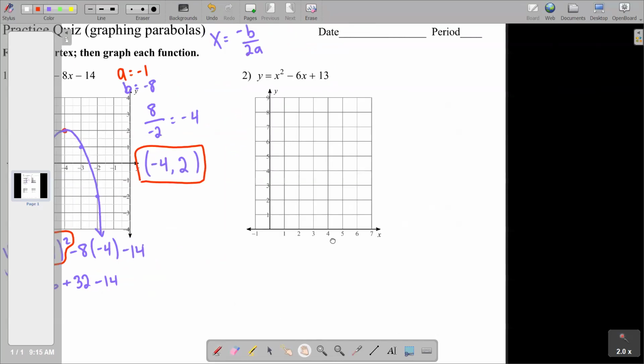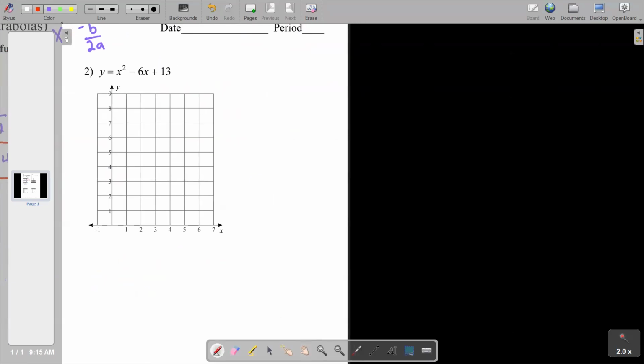So in problem number 2, again, I know that A is 1 because I can see it. It's in front of the x squared. And I know that B is -6. And if I do the opposite of B, that is 6 divided by 2 times A. 2 times 1 is 2. That gives me 3. So I know the vertex is at 3 comma something.